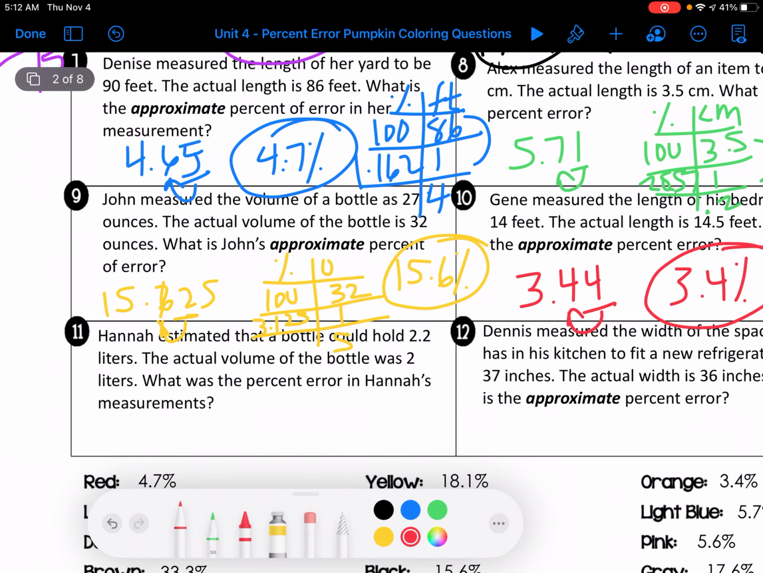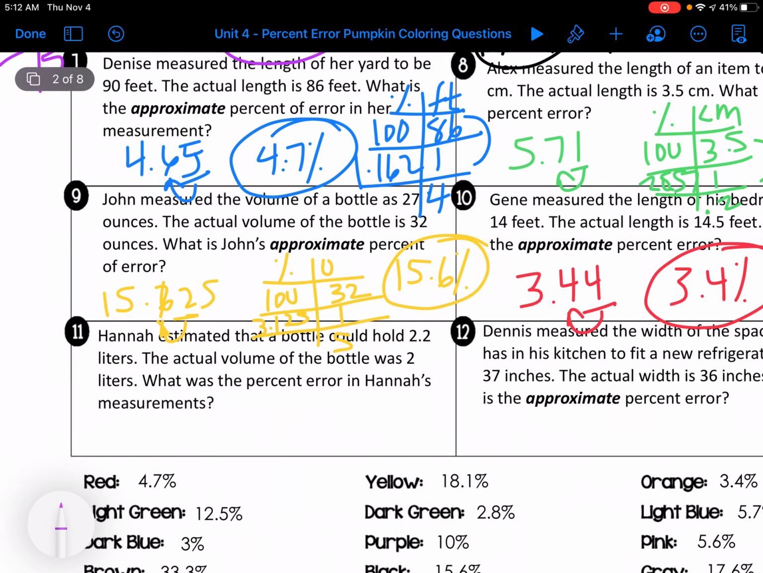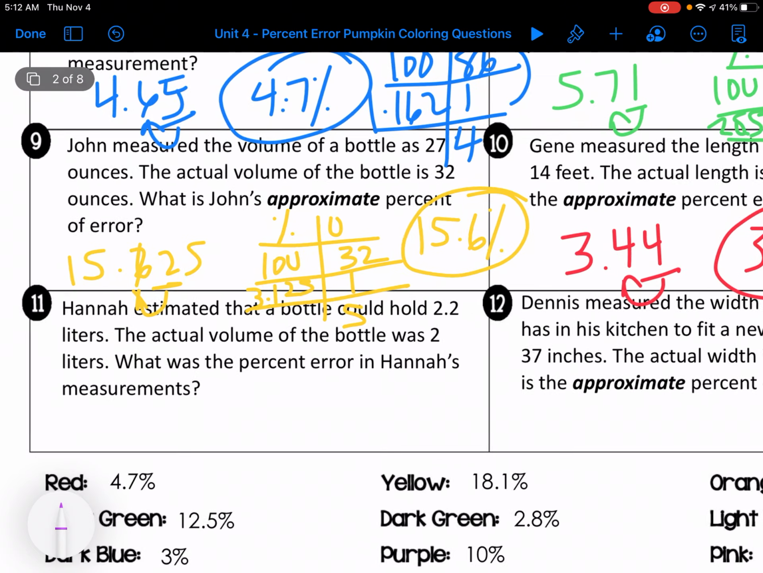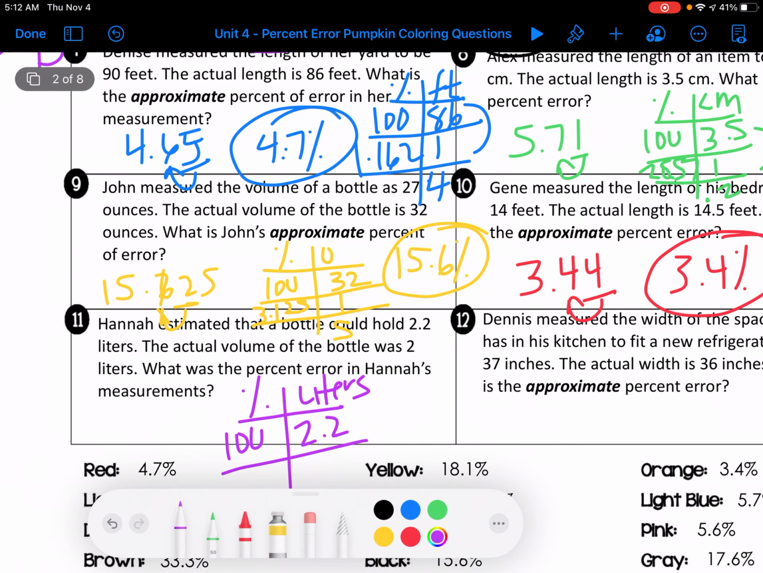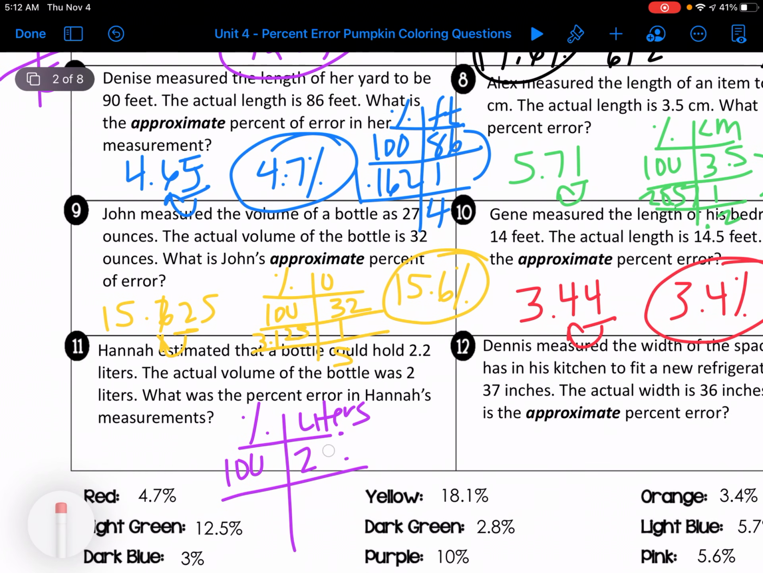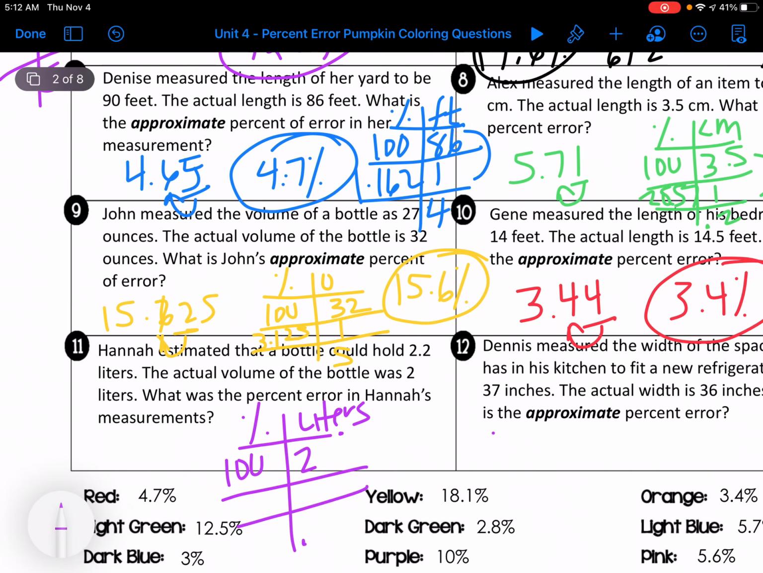Hannah estimated the bottle could hold 2.2 liters. The actual volume of the bottle was 2 liters. Well, she's going to have a mess on the floor. What was her percent error? Oh, oops, I put how much she thought. There we go. She was off by 0.2 of a liter, but that's 0.2 of a liter on the floor. So I'm going to do 100 divided by 2, and then I'm going to multiply it by 0.2, and I get 10%.